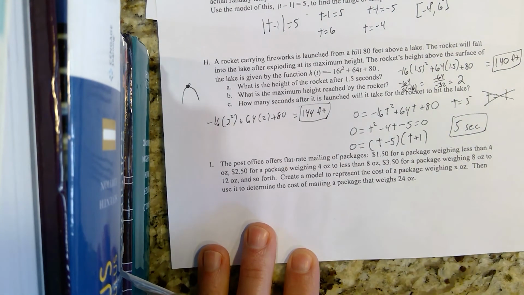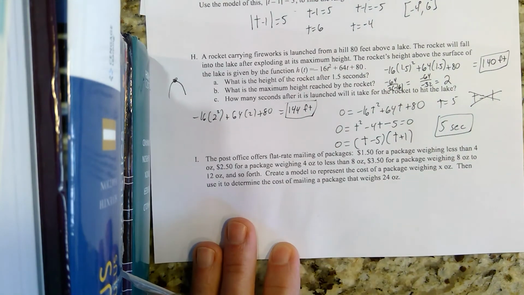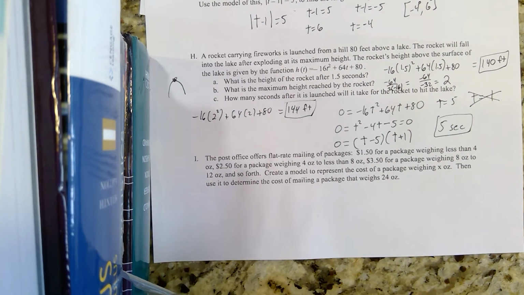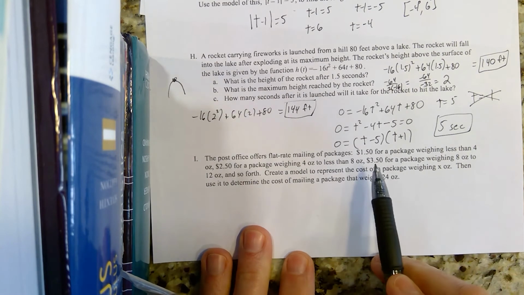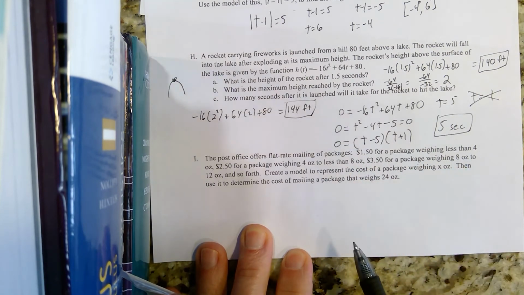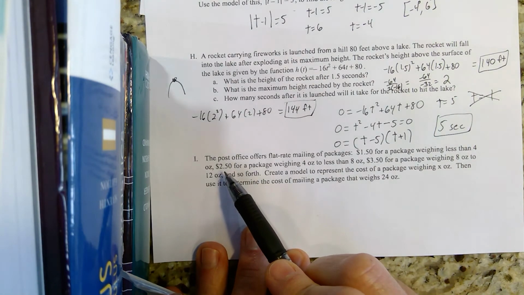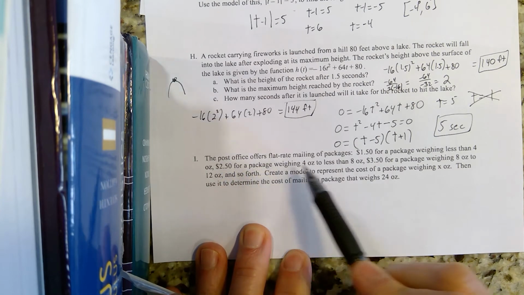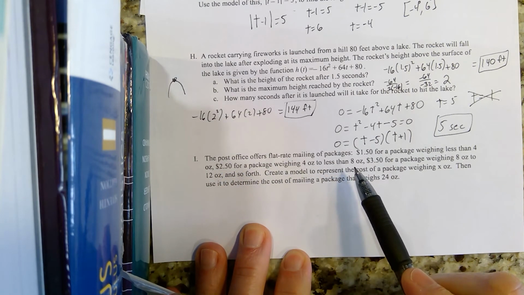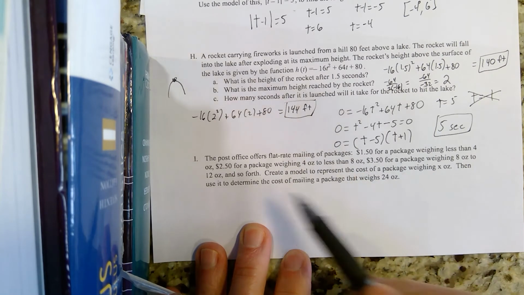Okay, moving on. Our next equation, they don't give it to us. So this is a little bit more challenging on our part. We're going to have to figure out the relationship. So it looks like we have a starting amount of $1.50, and we're going to stick with that until we hit 4 ounces. Once I hit 4 ounces, I'm going to pay an extra buck, and it's going to stay at that until I hit 8 ounces. Once I hit 8 ounces, I'm going to pay an extra buck, and I'm going to stay at that until I hit 12 ounces.